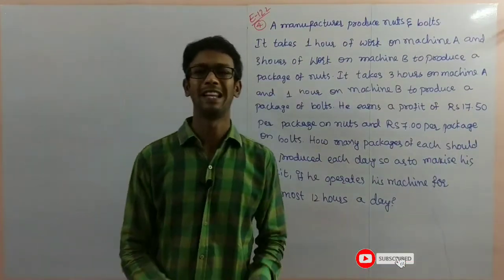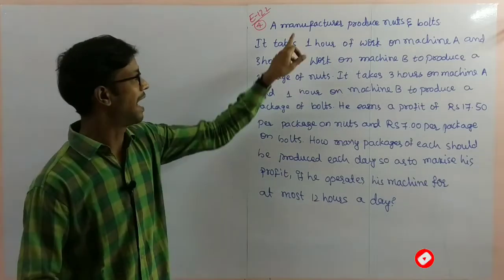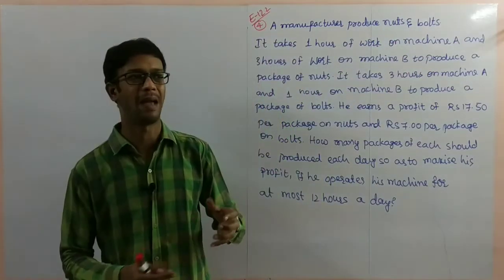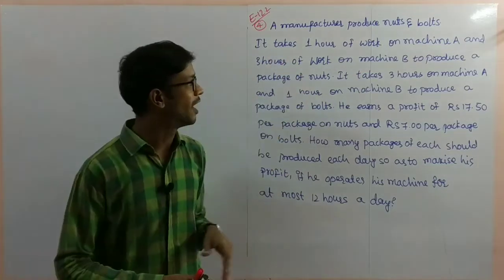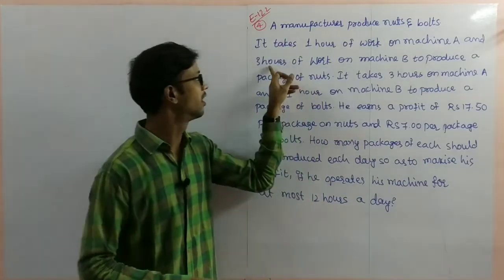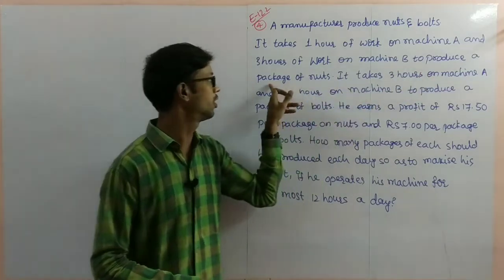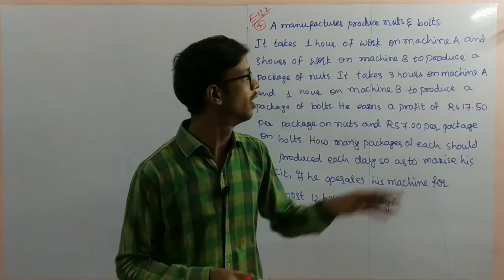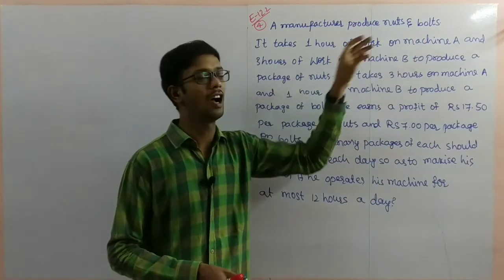Now, the fourth problem in exercise 12.2. Same manufacturing problem only. A manufacturer company makes nuts and bolts. It takes 1 hour of work on machine A and 3 hours of work on machine B to produce a package of nuts. 1 hour on machine A, 3 hours on machine B.